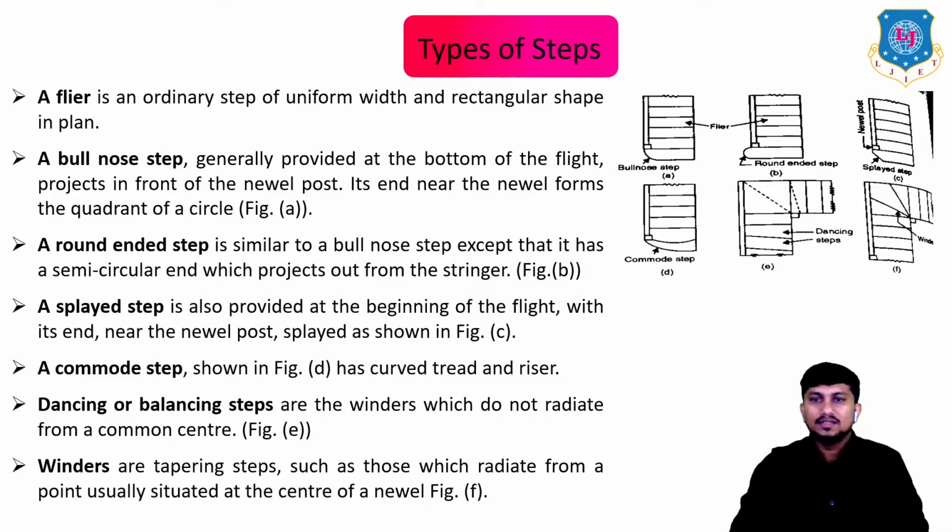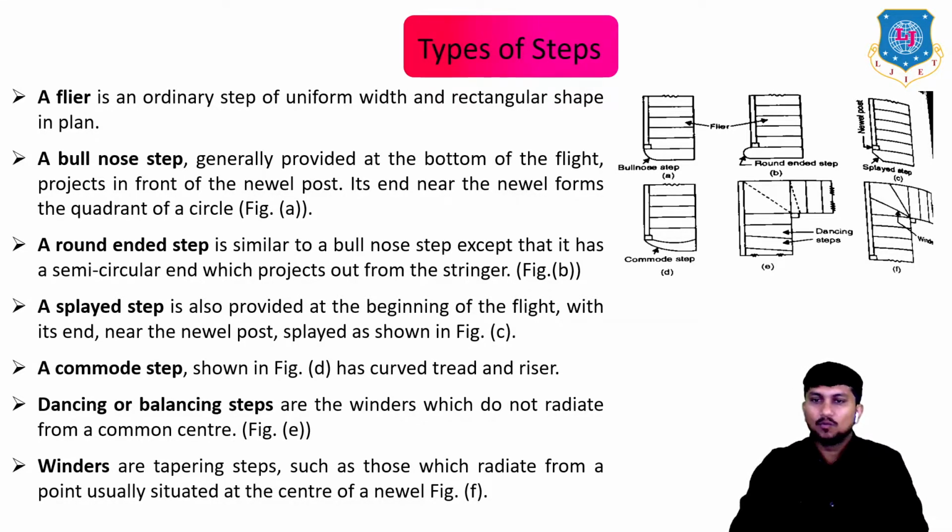Next is commode step, which is shown in D, has curved tread and riser. You can clearly see curved type of tread and riser in the beginning of the stair. This is called commode step. Next is dancing or balancing steps. These are winders which do not radiate from a common center. So this is called dancing type of step.